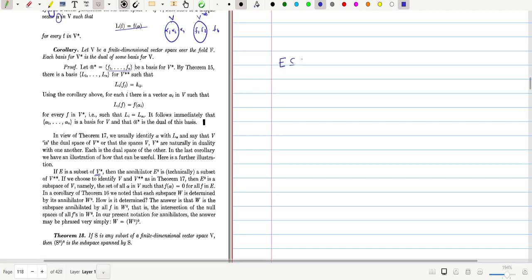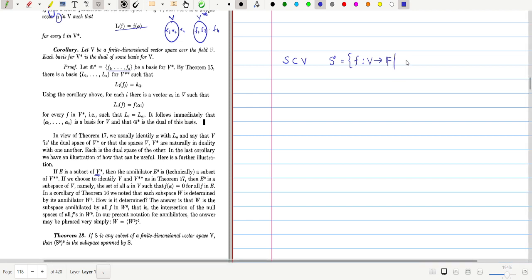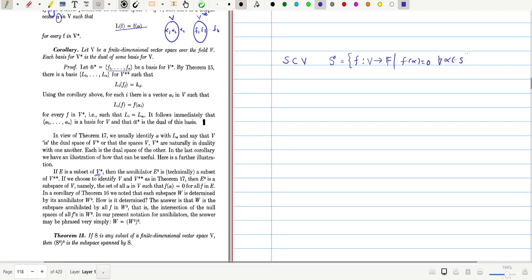If first we consider any subset S of V, what is S naught? S naught consists of the linear functionals f from V to F such that f of alpha equal to 0 for all alpha belongs to S. So this is the definition of S naught. If S is a subset, then all the linear functionals which send the elements of S to 0.